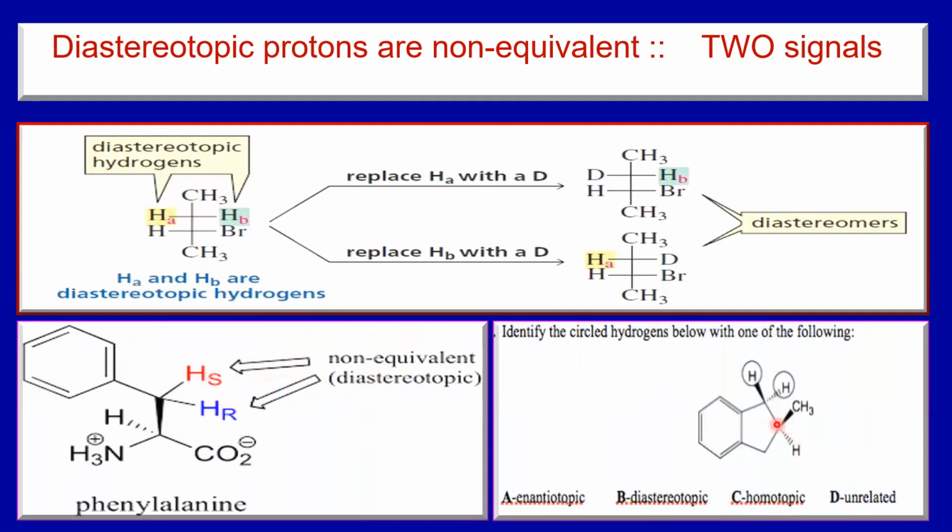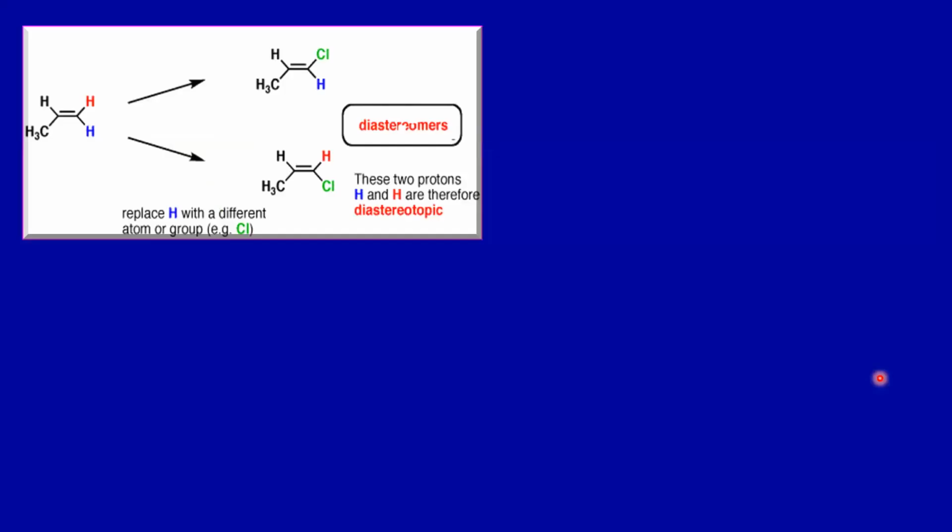So again here, this is a chiral center. So protons present on adjacent carbon, these two are diastereotopic hydrogens. Therefore, these are non-equivalent. So look at here, not only that one, cis trans isomers also we call them as diastereomers.